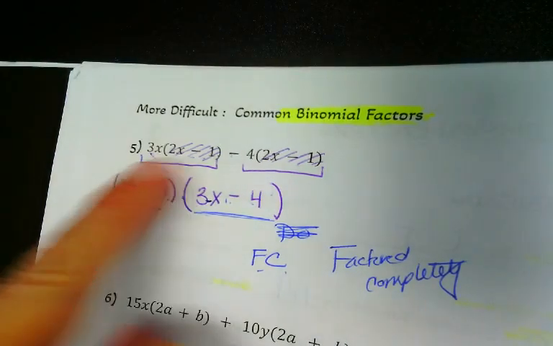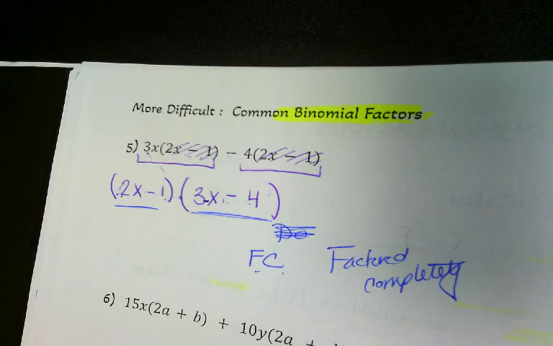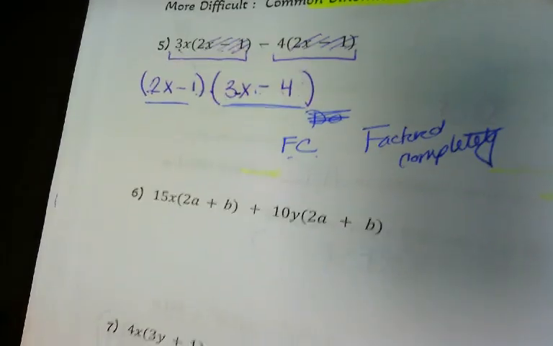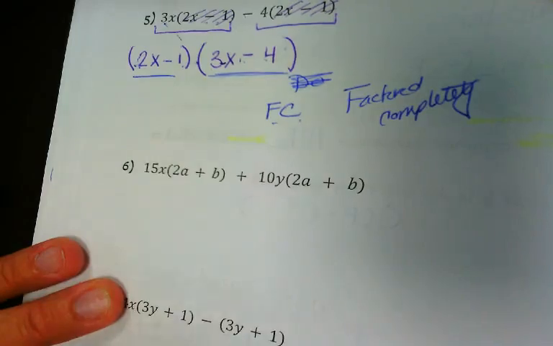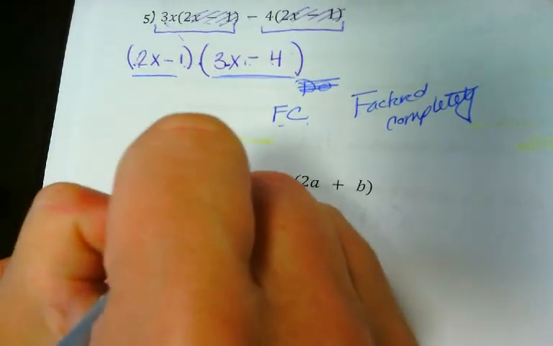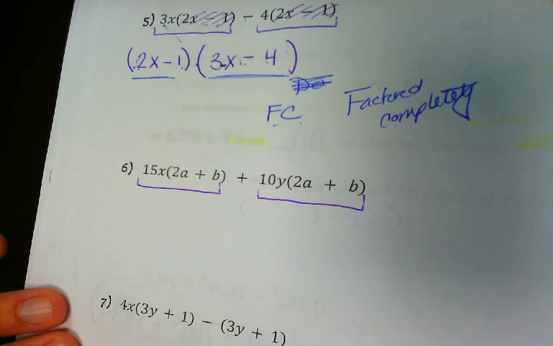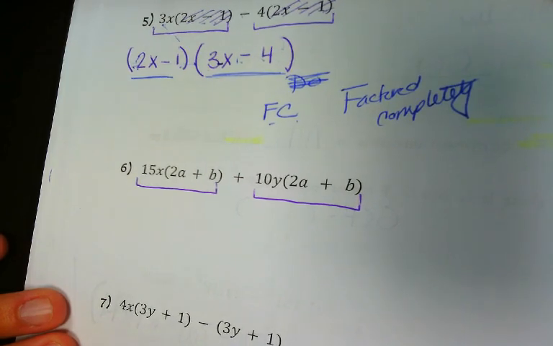So as they get to be uglier like this, there's usually multiple factorings to do. All right, take a look at 6. Okay, again, it's ugly. I'm going to bracket in before the plus sign and after the plus sign. What do they have in common?